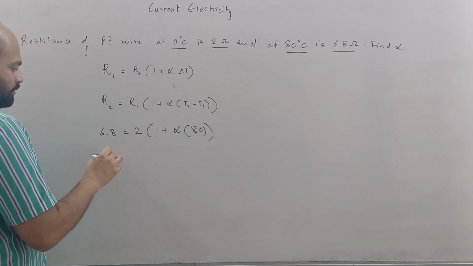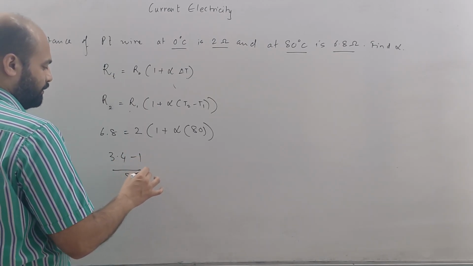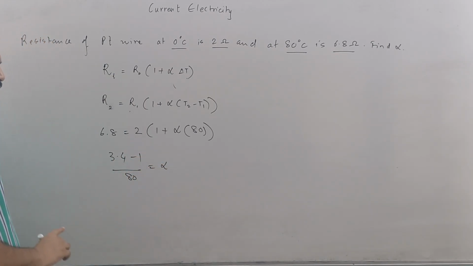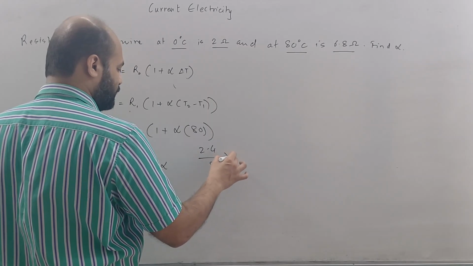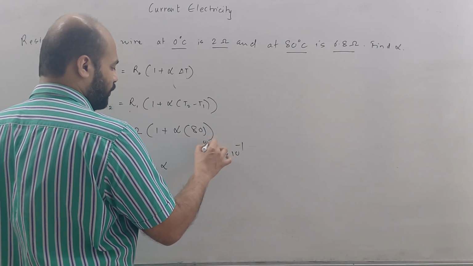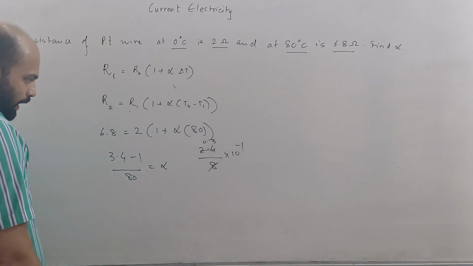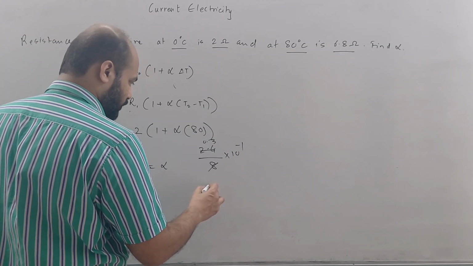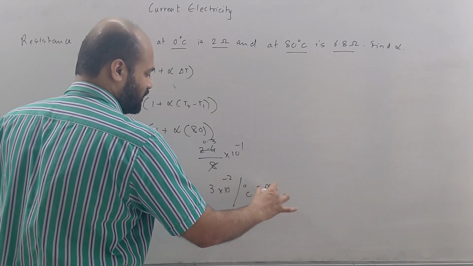So this is going to be 3.4 minus 1 divided by 80. This is alpha. 3.4 minus 1 is 2.4. 2.4 by 8. We can write this as 2.4 by 8 into 10 raised to minus 1. So 8 into 0.3. That's what we get. And going by this, we're going to get 3 into 10 raised to minus 2 per degree centigrade. That is the value of alpha.